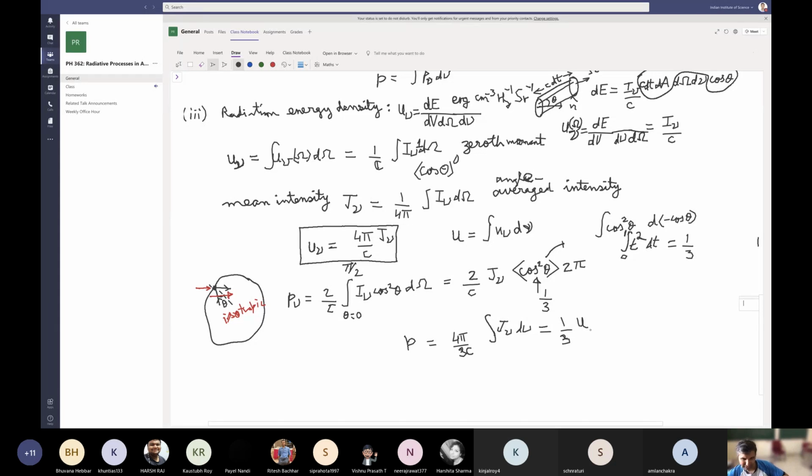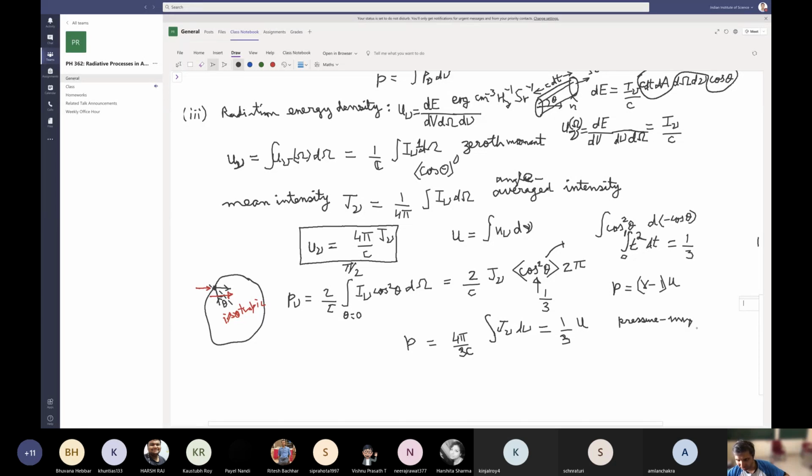This, of course, we know from thermodynamics. Pressure and energy density are related by this gamma factor. Pressure is equal to gamma minus 1 times the internal energy density. For an ideal monoatomic gas, gamma is 5/3, so pressure is 2/3 of the energy density of the gas. But for radiation, gamma is 4/3, so pressure is 1/3 times U.